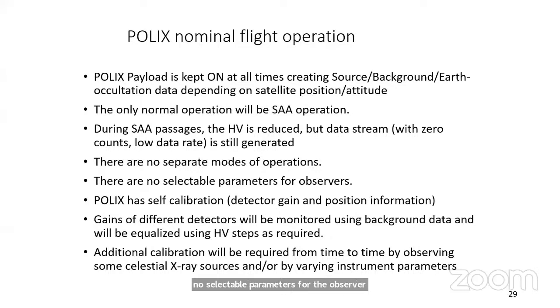Polix has self-calibration, that is, of the detector gain and position information. Gains of different detectors will be monitored using background data and equalized using high voltage steps as required. Additional calibration will be required from time to time by observing some celestial X-ray sources while varying instrument parameters. So SAA, I'll just quickly comment on this.